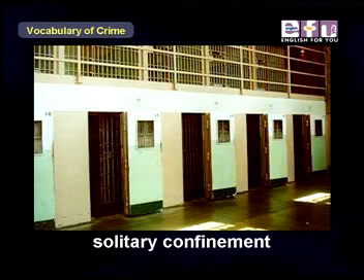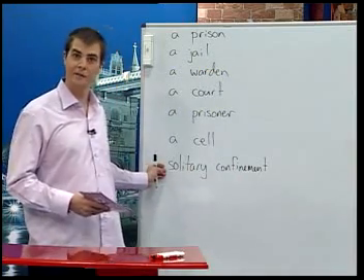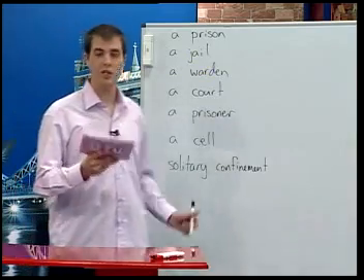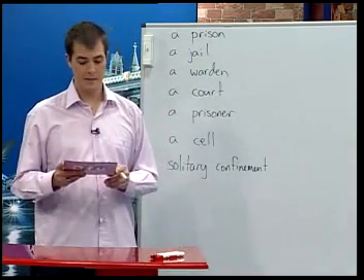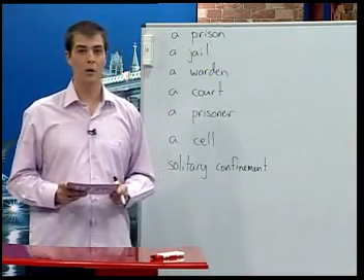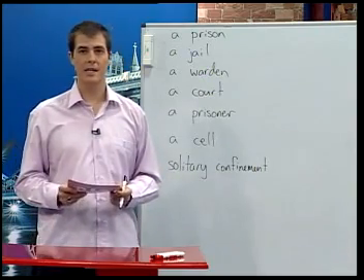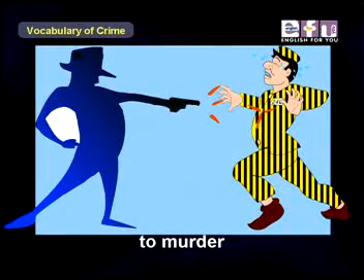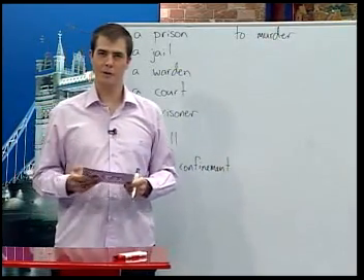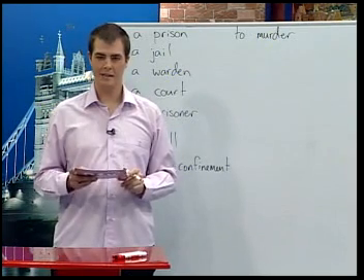Next we have solitary confinement. Solitary confinement. It's an additional punishment for a prisoner. This means that the prisoner is kept alone and is not allowed to see anyone. Okay, we have a verb now. The verb is to murder. Well, to murder is to kill someone deliberately and illegally.